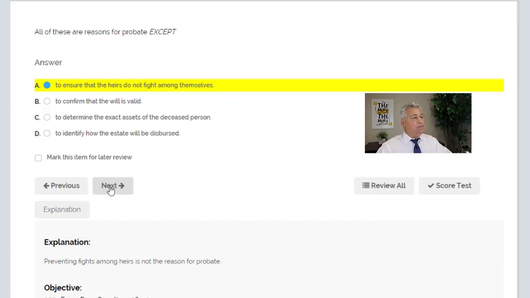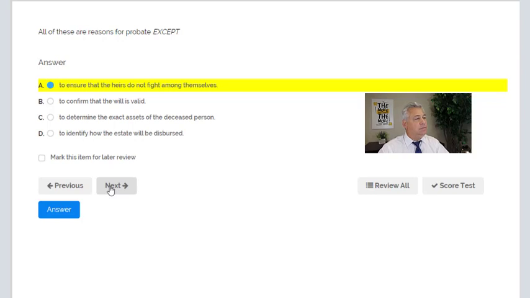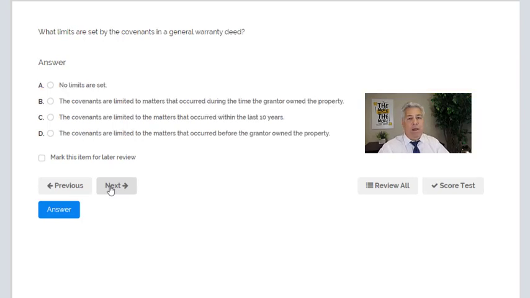Okay, our next question. Good question. What limits are set by the covenants in a general warranty deed? A, there are no limits. B, the covenants are limited to the matters that occurred during the time the grantor owned the property. C, the covenants are limited to the matters that occurred within the last 10 years. And D, the covenants are limited to matters that occurred before the grantor owned the property. Give you a few extra seconds on this one.